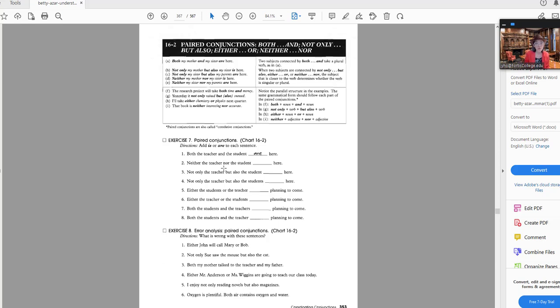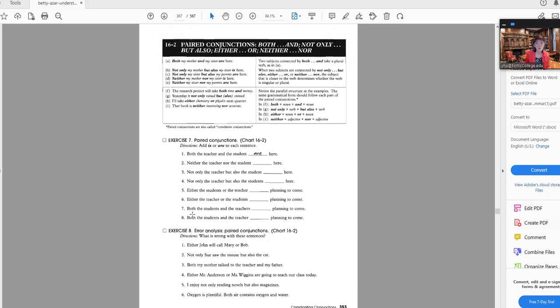But with neither nor and either or, you always look at the second subject to see if the verb is going to be singular or plural. So here, singular subject student takes singular verb is. Singular subject student takes singular verb is. Plural subject students takes plural verb are. Teacher is, students are, teachers.